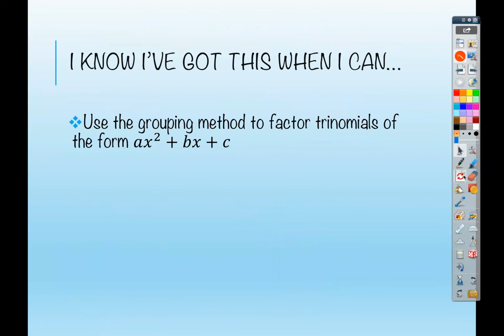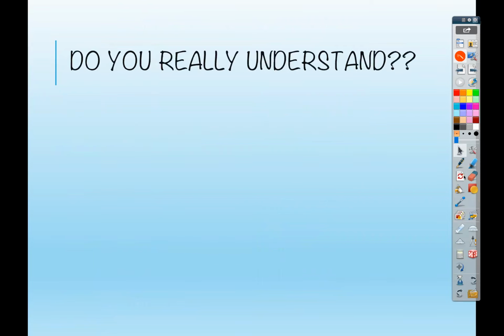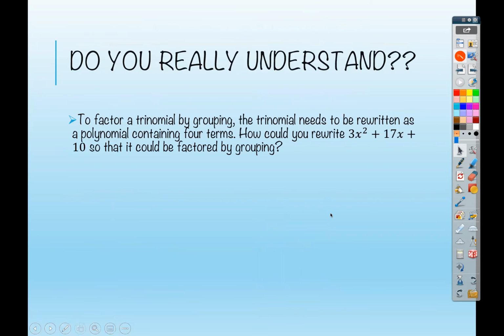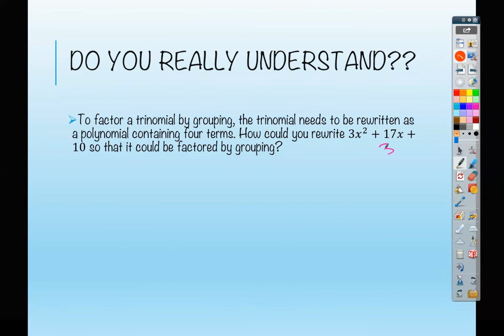All right, I know I've got this when I can use a grouping method to factor trinomials in the form ax squared plus bx plus c. Do you really understand? So to factor a trinomial by grouping, the trinomial needs to be written as a polynomial containing 4 terms. How could you rewrite 3x squared plus 17x plus 10 so that it can be factored by grouping? So let's see, we would have 3 times 10, which is 30. To get 17, that would be 15 times 2.